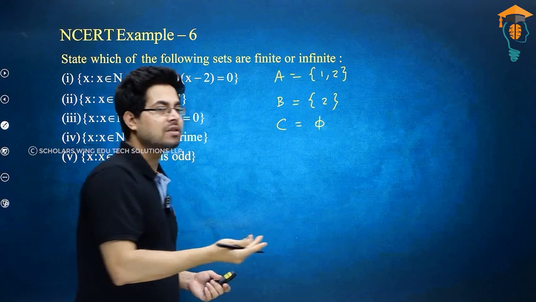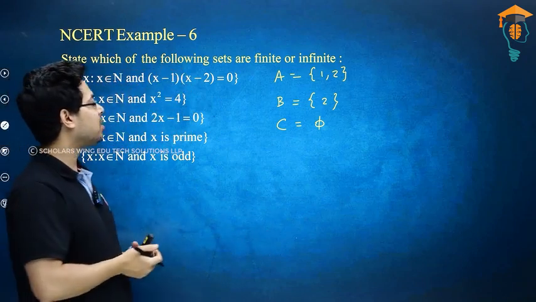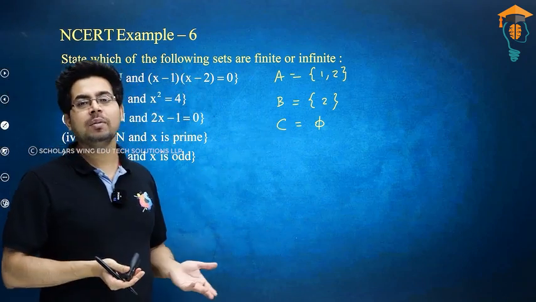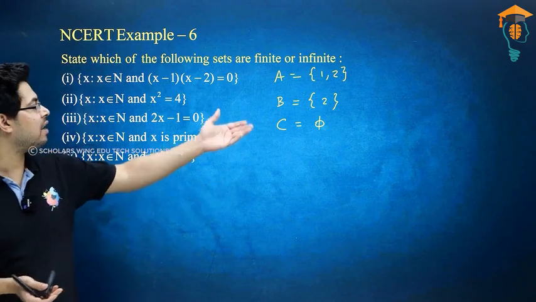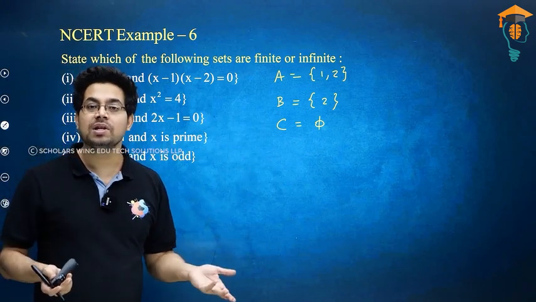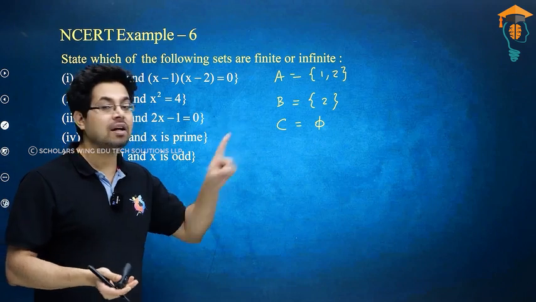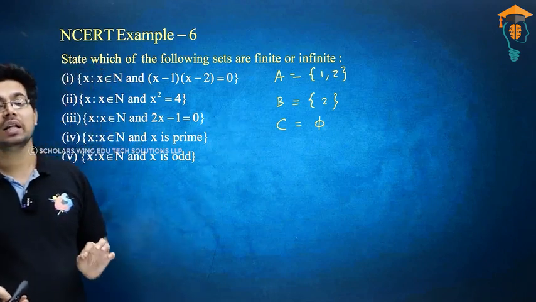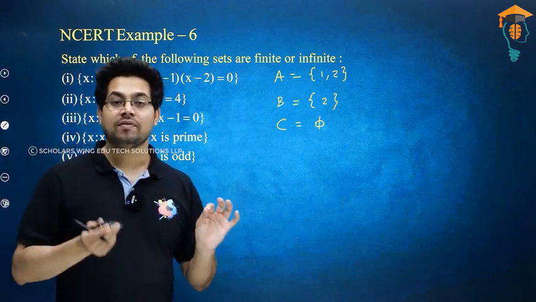So again, it is a finite set, right? Because we don't have any element inside this set. How many elements do we have inside this set? 0 elements. So it is again a finite set. Always remember that the empty set is a finite set.